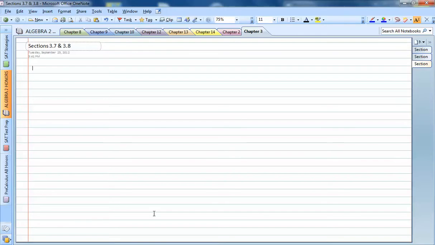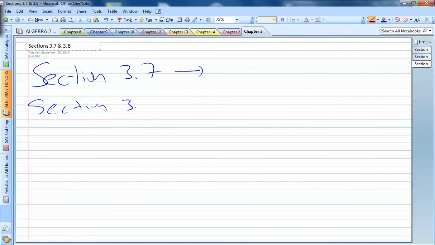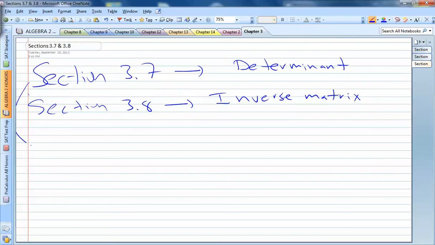So sections 3.7 and 3.8 deal with a lot of stuff, but there's a couple specific things that I want to talk about from each section. In section 3.7, we're going to look at a thing called a determinant. In section 3.8, we're going to look at another thing called an inverse matrix. Let's start with section 3.7.